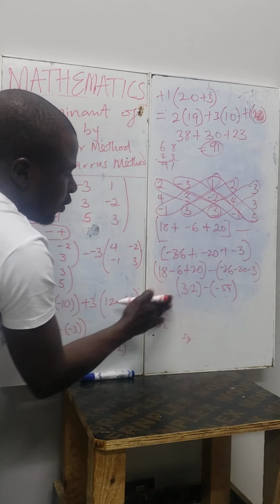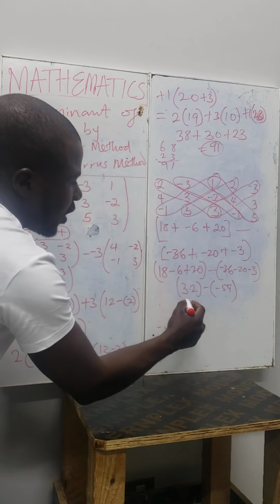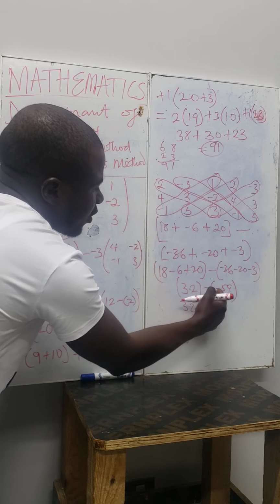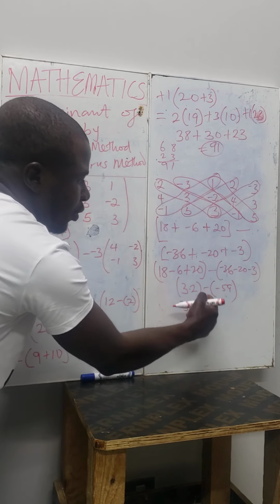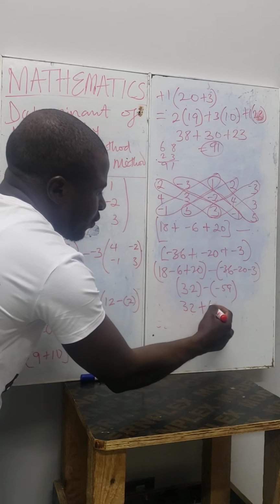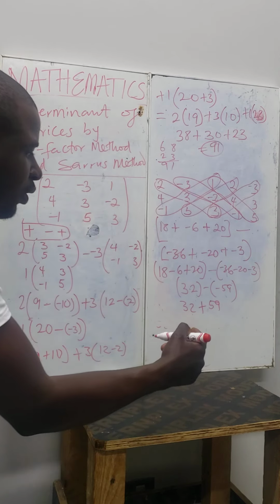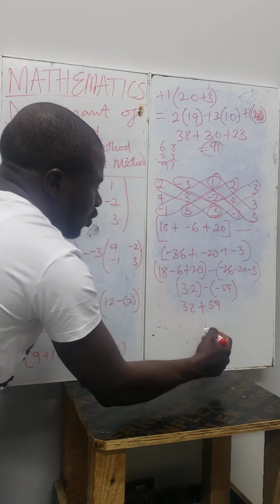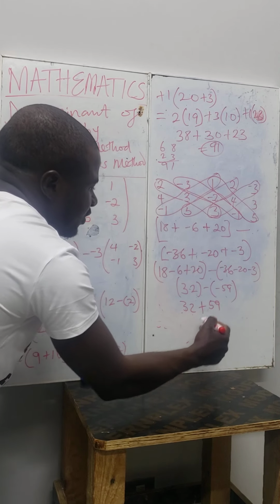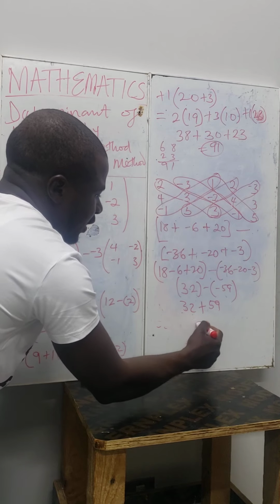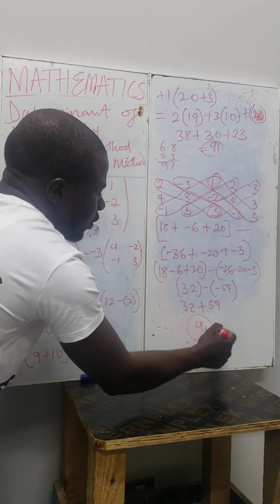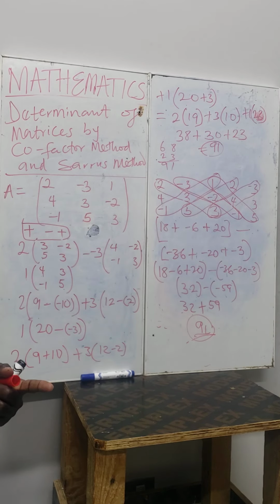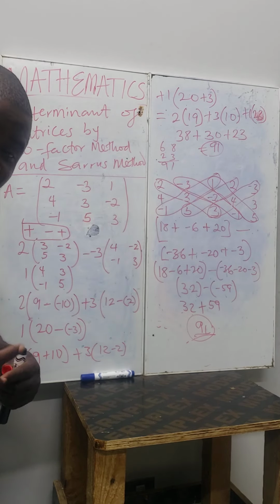We have minus 59. So we have 32, open the bracket now. This one is a minus minus, making plus. By the time you open the bracket, you have 32 plus 59. What is 32 plus 59? 9 plus 2 is 11. You write 1, you keep 1. 3 plus 5 is 8, plus that one making 9. The answer is equal to 91. You see, we get the same thing as when we applied the cofactor method. I believe it's clear to us.